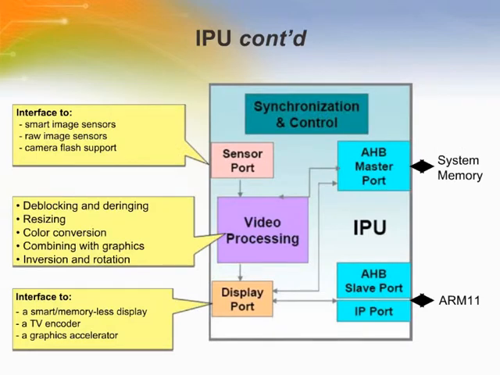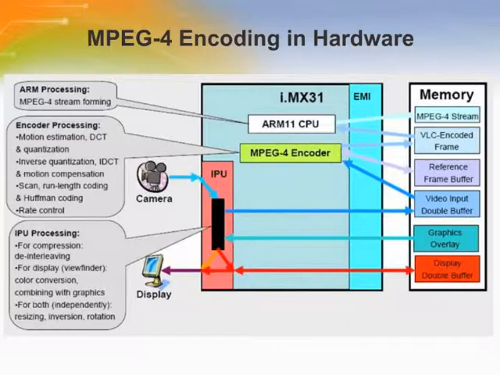Here is the layout of the IPU. The sensor port provides interface to smart image sensors, raw image sensors, and camera flash support. Video processing provides deblocking and deringing, resizing, color conversion, combining with graphics, and inversion and rotation. The display port provides interface to a smart memoryless display, a TV encoder, and a graphics accelerator. With the ARM platform powered down, the IPU performs the following activities completely autonomously: screen refresh of a memoryless display, periodic update of the display buffer in a smart display, and display of a viewfinder window.